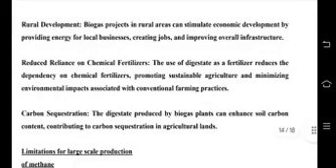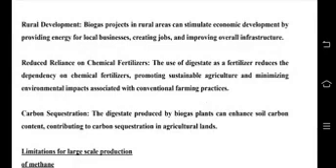Within rural development, biogas projects in rural areas can stimulate economic development by providing energy for local businesses, creating jobs and improving overall infrastructure. Reduced reliance on chemical fertilizers. The use of digestate as a fertilizer reduces the dependency on chemical fertilizers, promoting sustainable agriculture and minimizing environmental impacts associated with conventional farming practices.